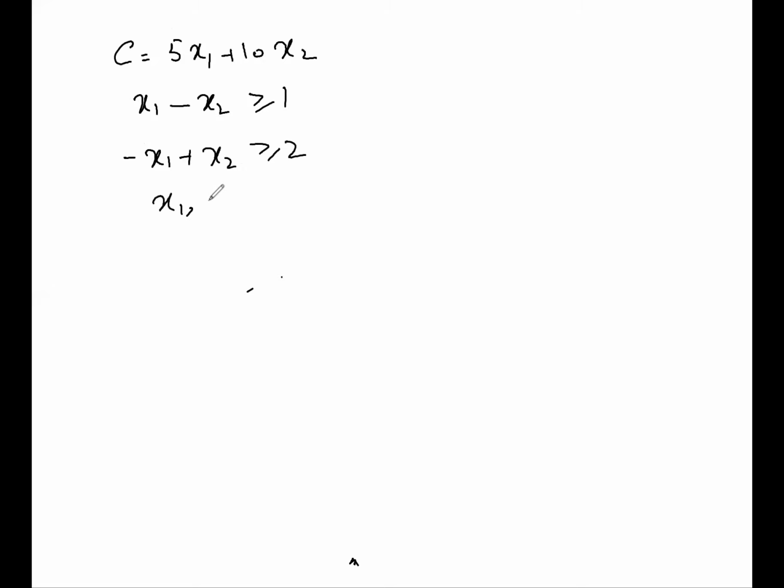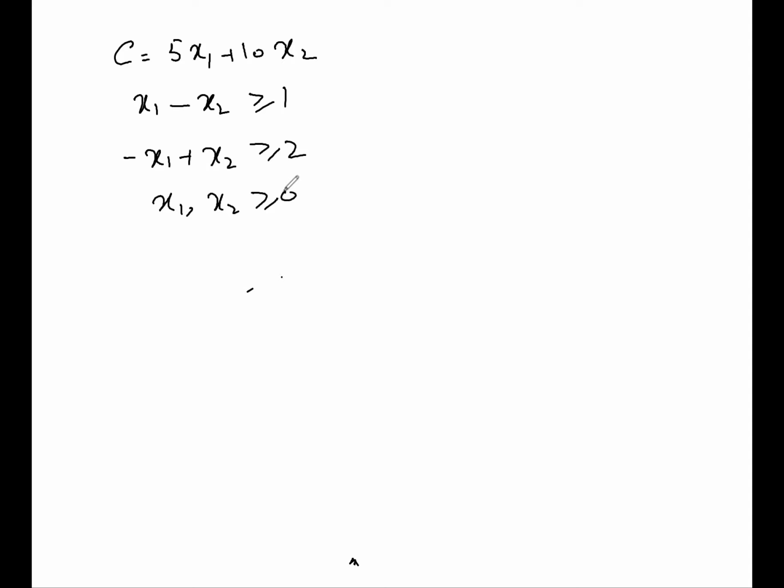Okay, we solve one problem related to minimization. So here we write a function, cost function C equals 5x1 plus 10x2, and we have the following constraints: x1 minus x2 greater than or equal to 1, minus x1 plus x2 greater than or equal to 2, and x1 and x2 are natural constraints, always there.